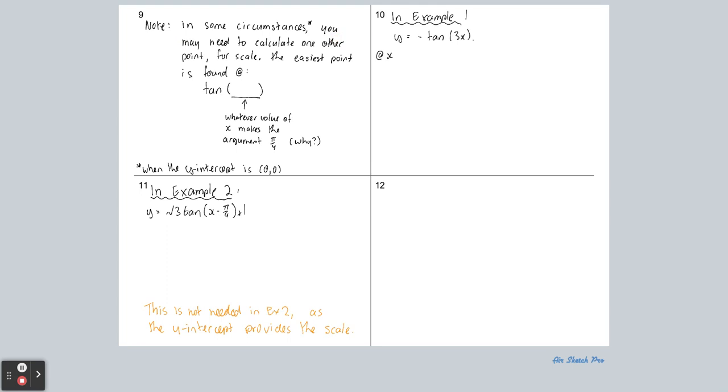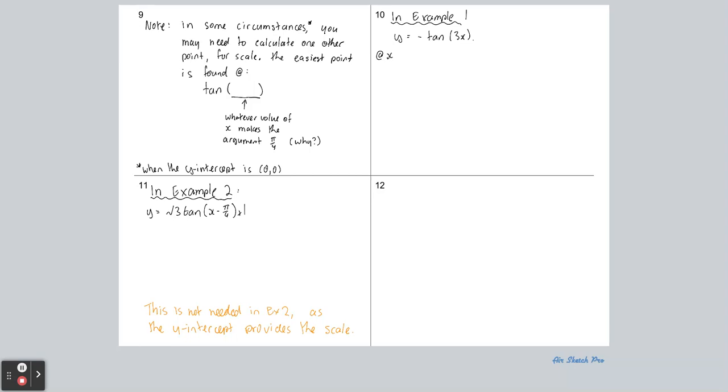So in some circumstances, you may need to calculate one other point for scale. The easiest point is found here. The tan of whatever the argument of tan is and whatever makes the x component equal to pi on 4, so the argument equal to pi on 4. And why is that? Well, I'll leave you to think about it. You might want to pause the video and think.